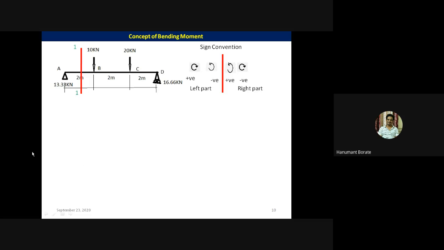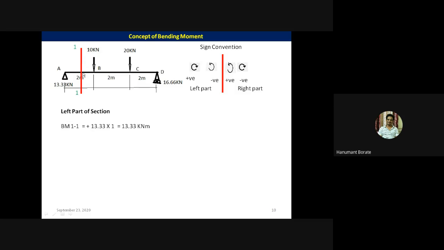Once again, I will take a section at a distance of 1 meter from the left end. Give the name, say, section 1. Now bending moment, according to the definition, is the algebraic sum of moments of all vertical forces, either left part of the section or right part of the section. Now this section divides the beam into two parts. This is the left part and this is the right part.